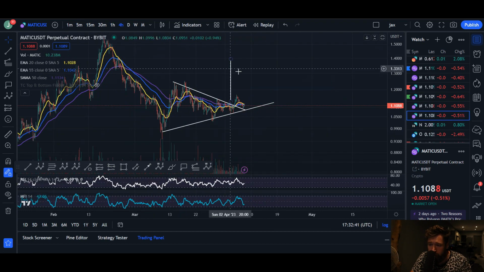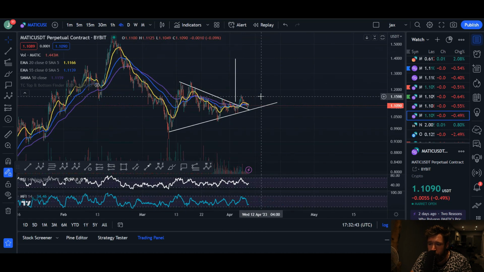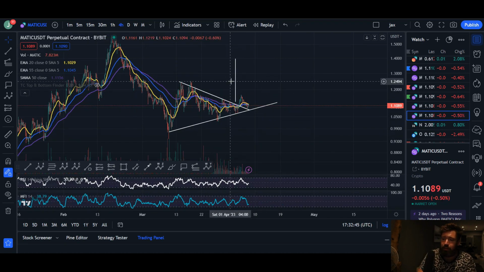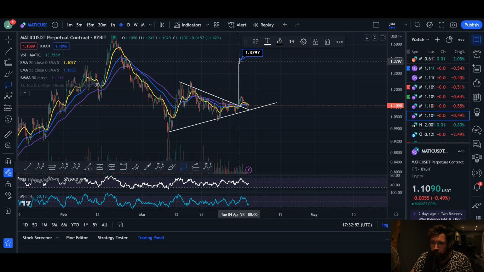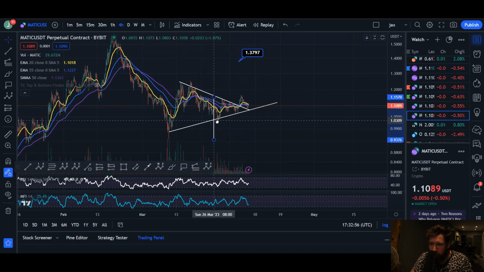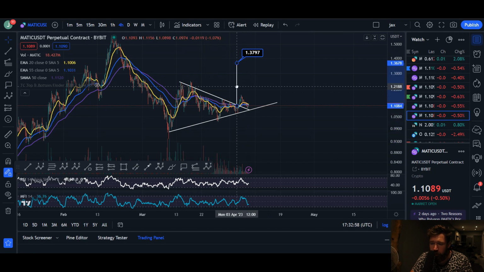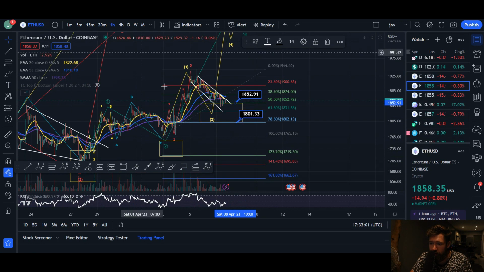Looking at the 4 hour time frame, we broke out of the symmetrical wedge and we're currently retesting it. So if we do see continuation to the upside off the retest, then that's when you can see Matic push all the way up to about $1.37. If this breaks down, all you have to do is take the measurement of the body and take it to your point of breakout. We'll take a quick look at Ethereum as well.